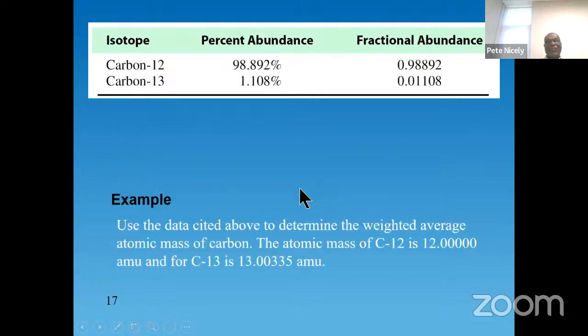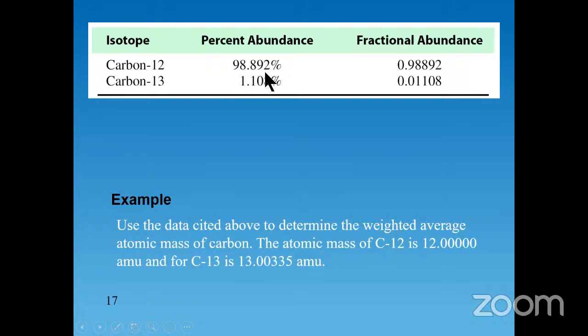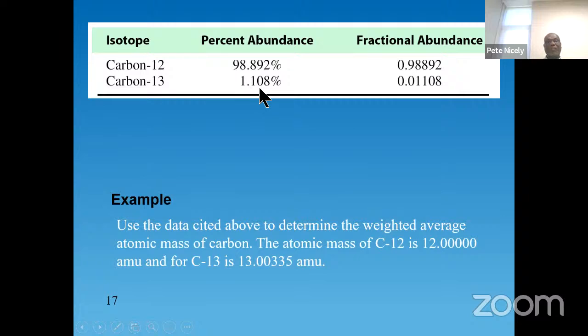Now, as an example of how this is calculated or how this is determined, we're going to use this example right here. So here we have two isotopes of carbon. Actually, there's more than two, but these are the two that exist in most abundance. You have carbon 12, where its percent abundance is 98.892%, and you have carbon 13, whose percent abundance is 1.108%, all right?